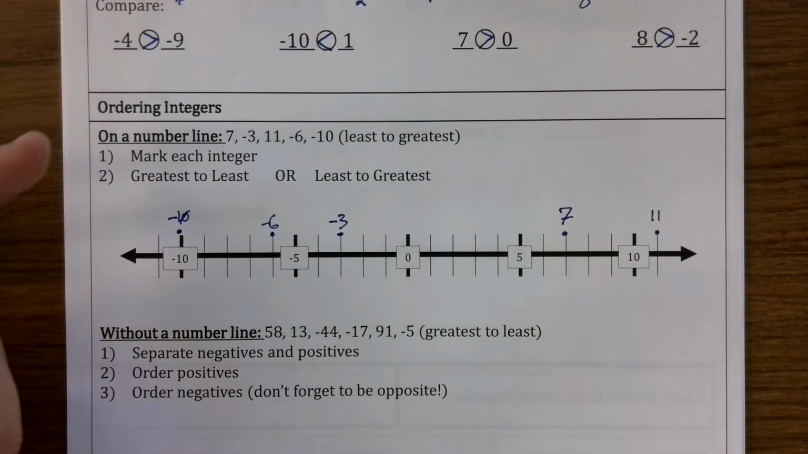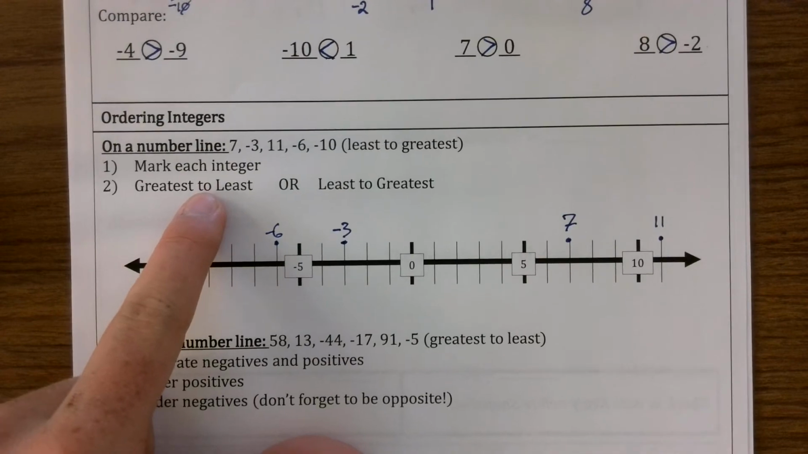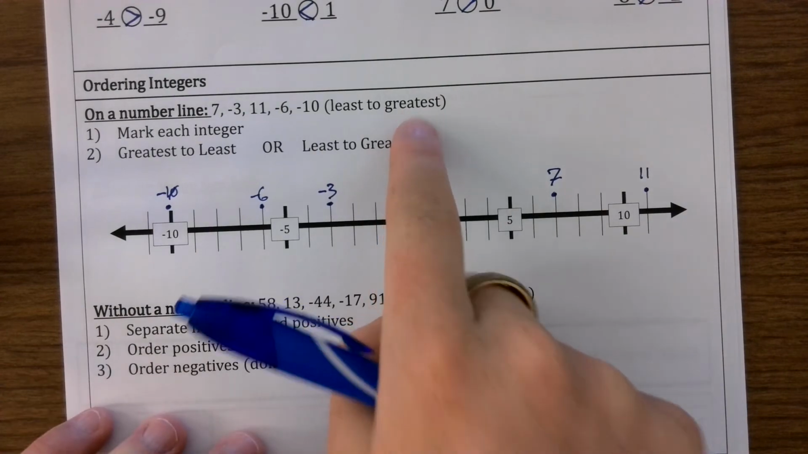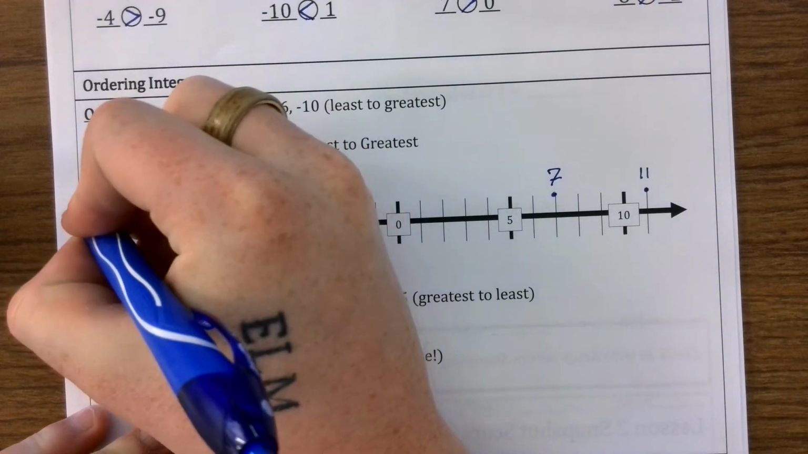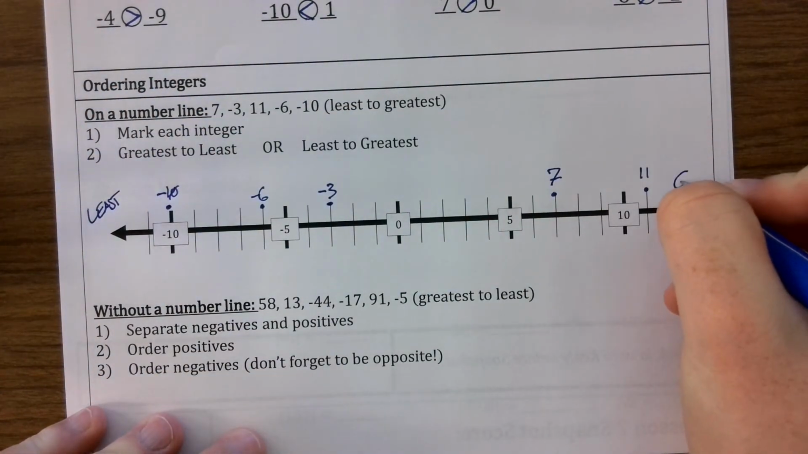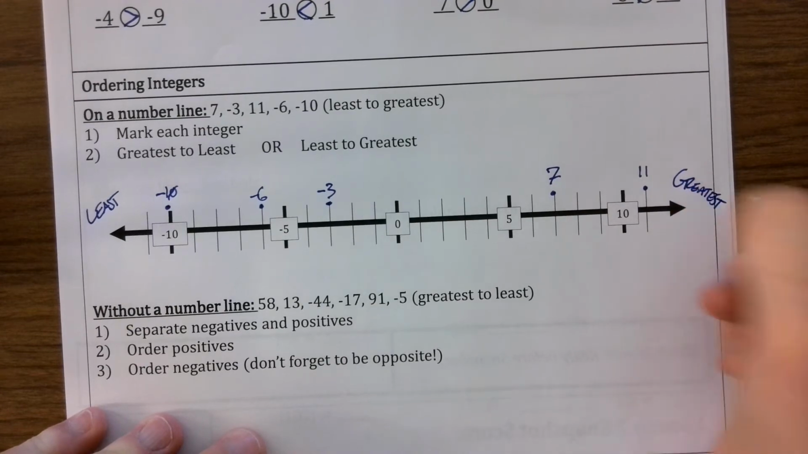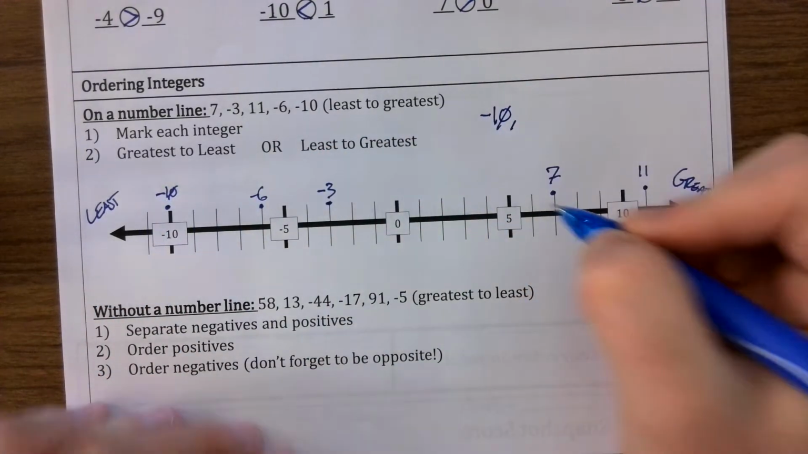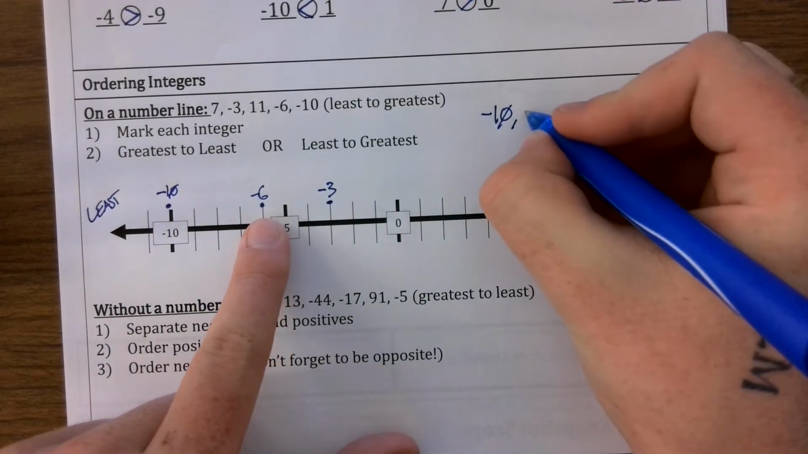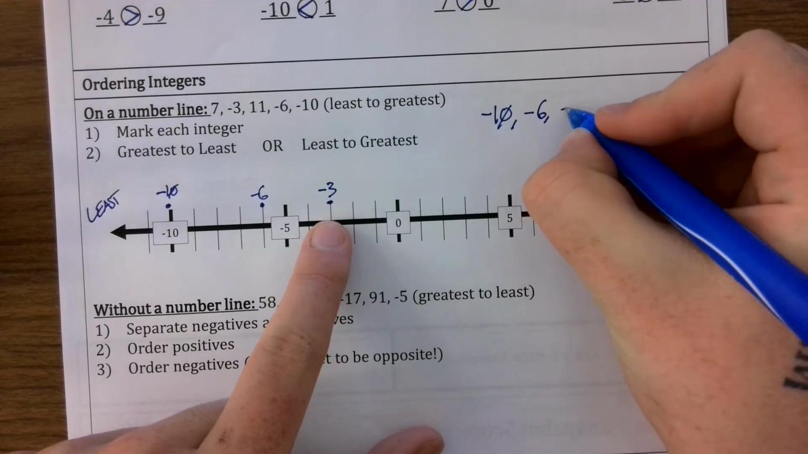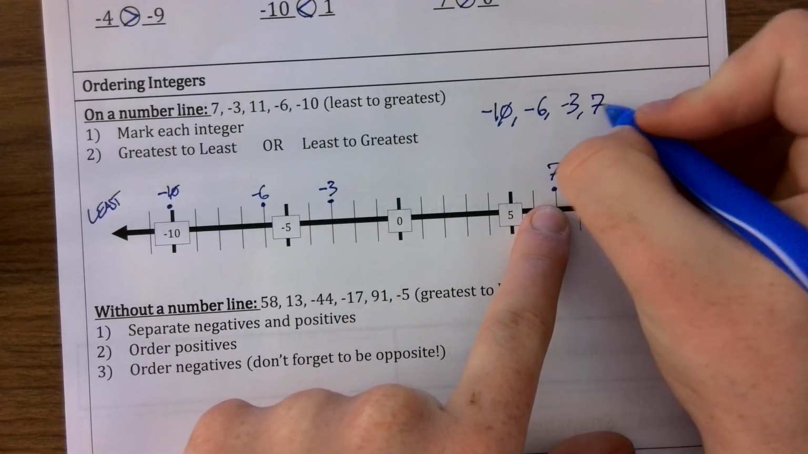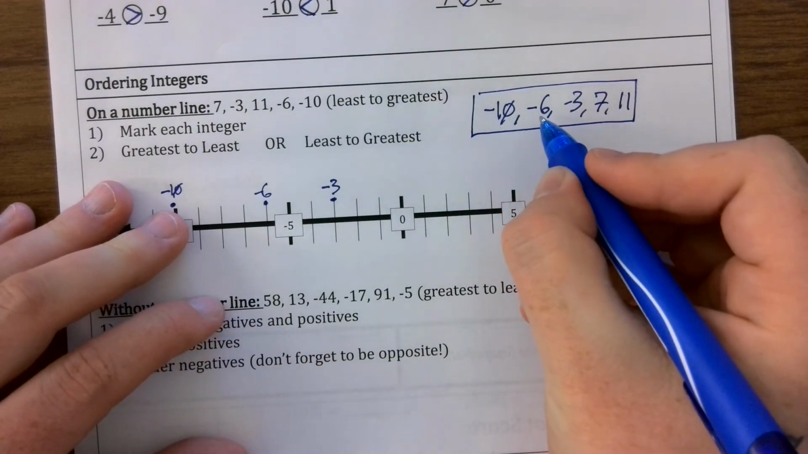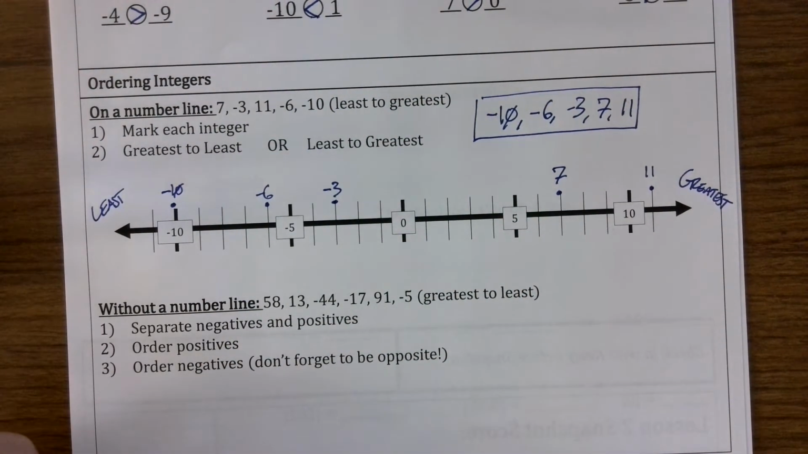And lastly, negative 10. So here's negative 10. Cool. So we marked each integer. And now we have to decide, are we going from greatest to least or from least to greatest? Well, it tells us we want to go from least to greatest. So we got to start with our smallest one. We got to start with the one on the left. So this is our least, and this is our greatest. So negative 10 is our smallest, so I'm going to list that first. And then I'm just going to move to the right. Next we have negative 6, and then we have negative 3, and then we have 7, and then we have 11. So here's our ordered integers. Negative 10, negative 6, negative 3, positive 7, positive 11. From least to greatest. Done.